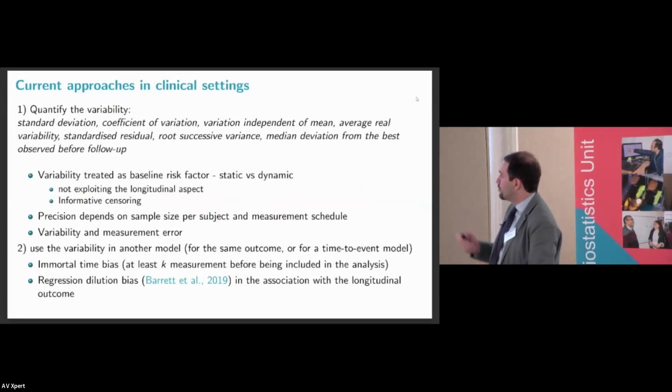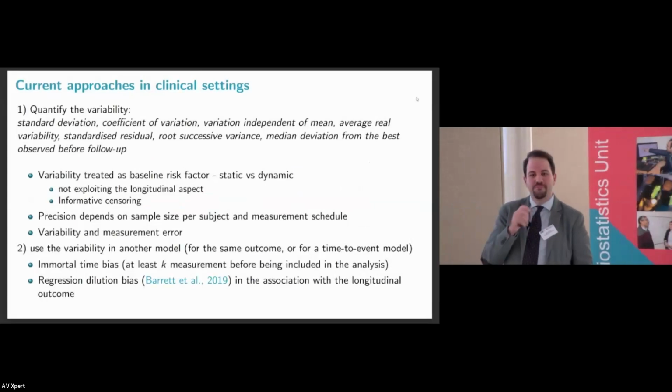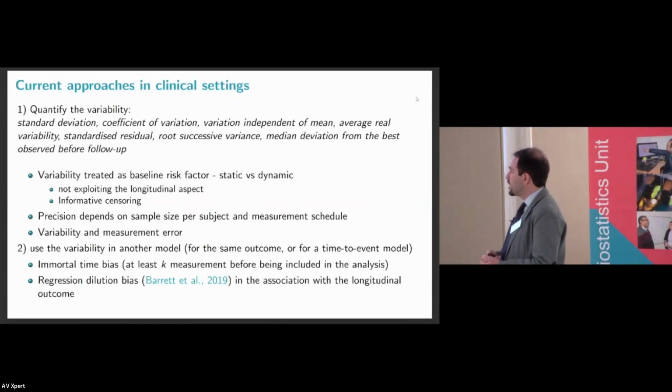So what many people might do in clinical settings is to reduce that to simple summary statistics. For example, for each subject, you take the standard deviation and then use that in a time to event model. This approach has some limitations, and especially for the association terms, Jessica has done a lot of work in that in her 2019 paper, so I'm not going to cover that.